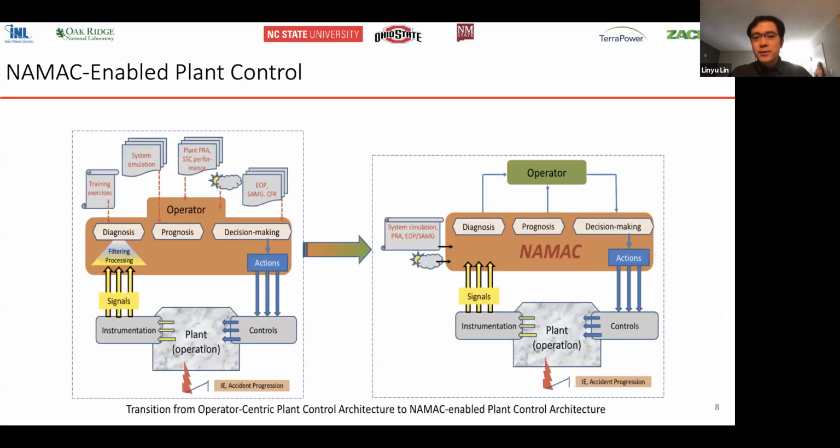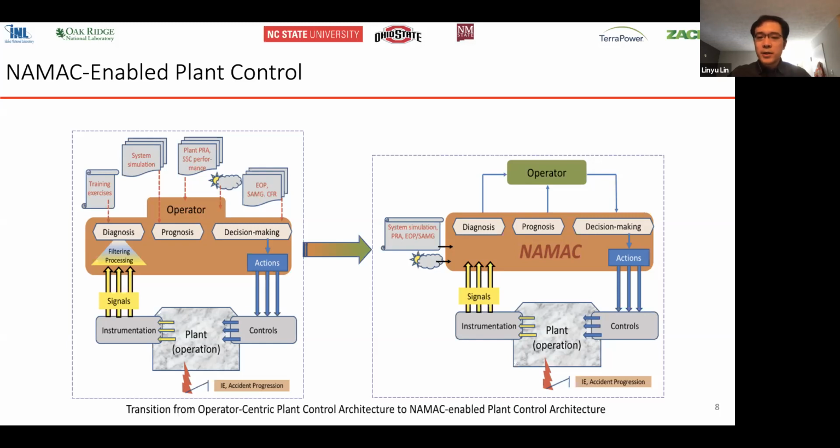So let's go back to this picture. We'll have a better idea. On the left-hand side is the classic operator-centric control system. And the operator has to remember all the training material, the risk analysis results, and also the regulatory guide, so that he can correctly do the diagnosis, prognosis, and decision-making.